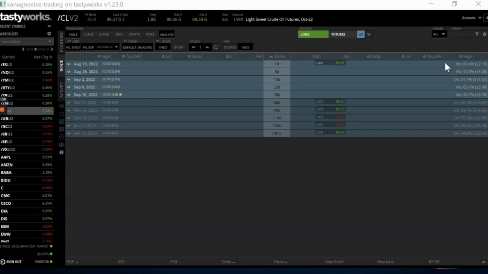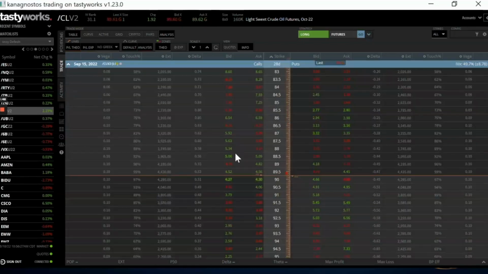So here are the expiration cycles, and you can see that we have implied volatility in here anywhere from 50% up to 63.1% in the various cycles, with an IV rank of 31. I'm going to choose the September 15th expiration, which is the last expiration cycle before the roll. And that gives us 28 days to expiration, which fits our analysis because we're looking for a move up now into the rising phase of that next cycle on both the weekly and daily charts.